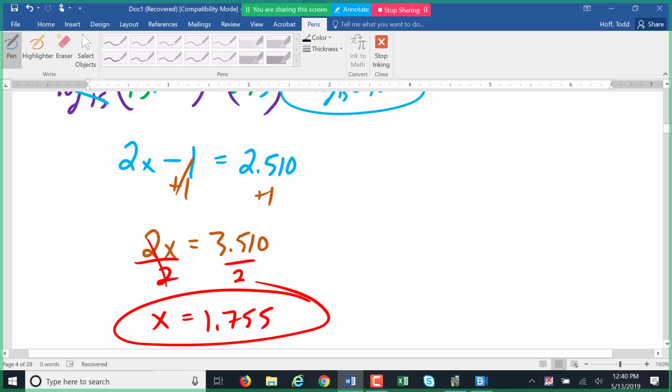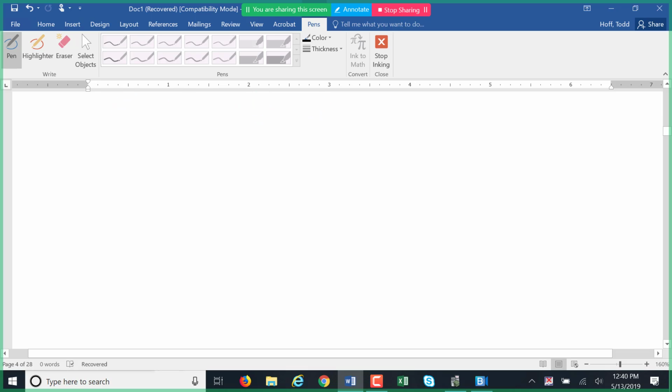Time for you guys to try one or two. So the first one I'm going to have you try: 7 to the power of 3x plus 4, minus 15, equals 34.